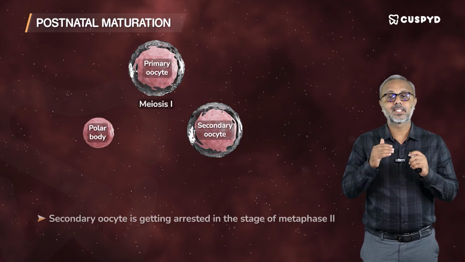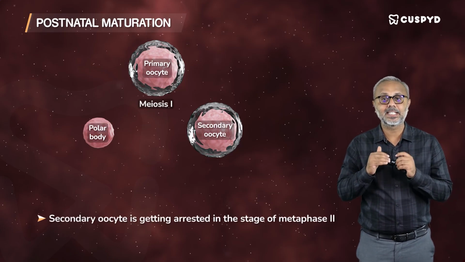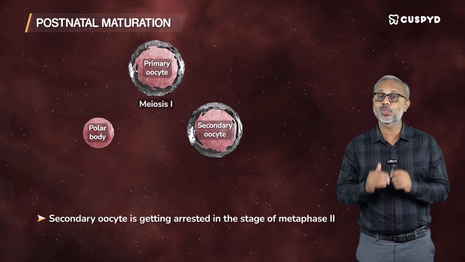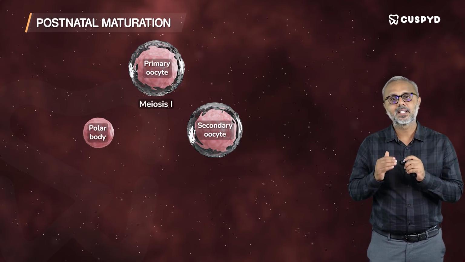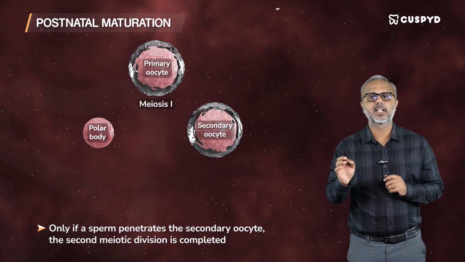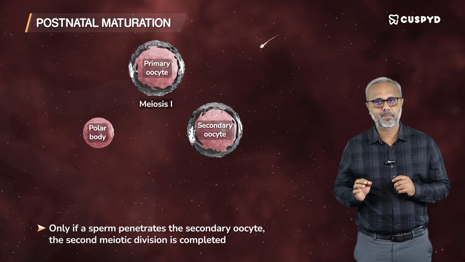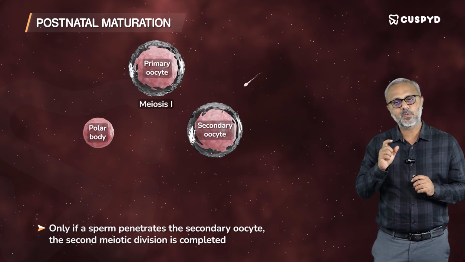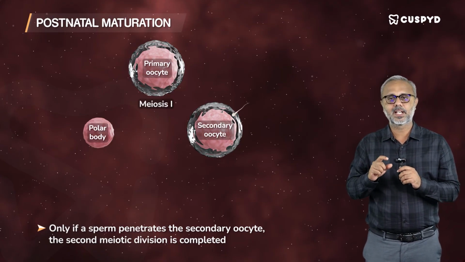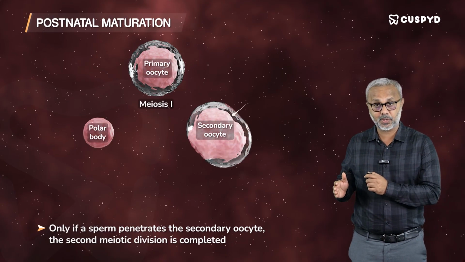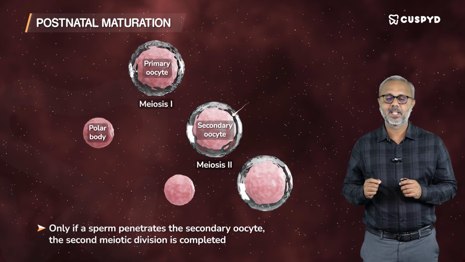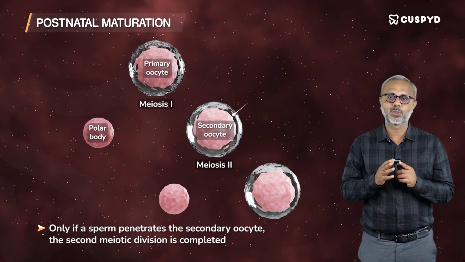But now the secondary oocyte is getting arrested in the stage of metaphase, right, metaphase 2. This metaphase 2 will be completed only with the entry of spermatozoa. So if there has to be one successful cycle of oogenesis, where there is complete maturation of the secondary oocyte into a zygote, sperm has to enter it. This is one more peculiarity of oogenesis.